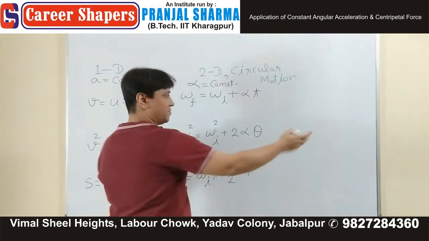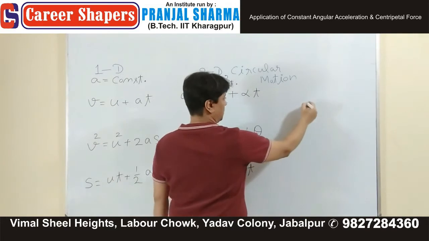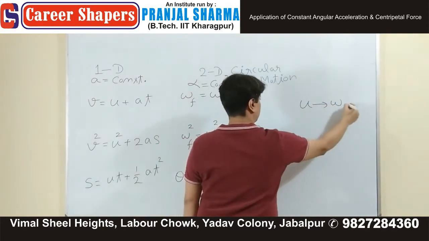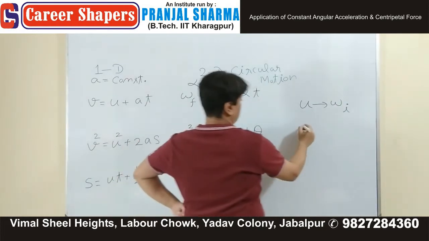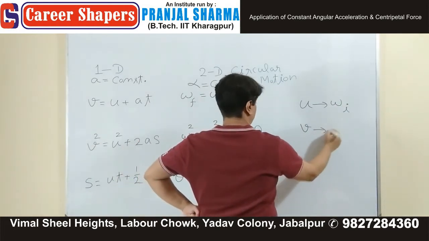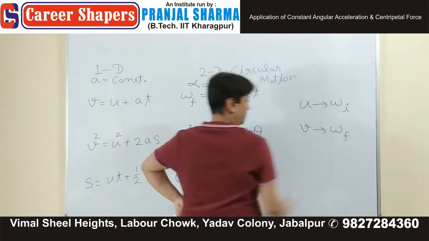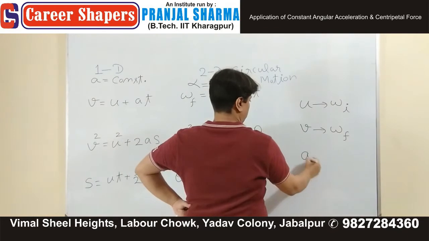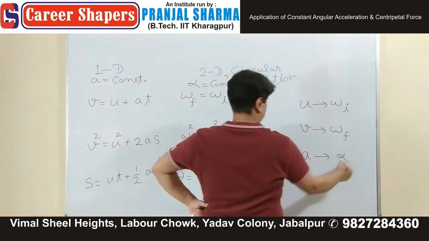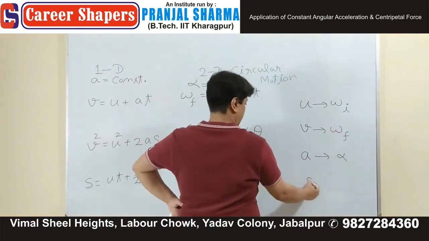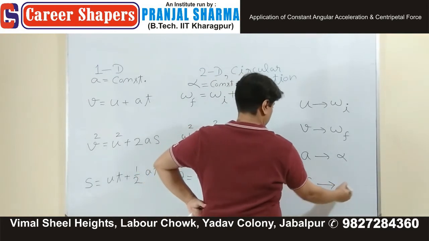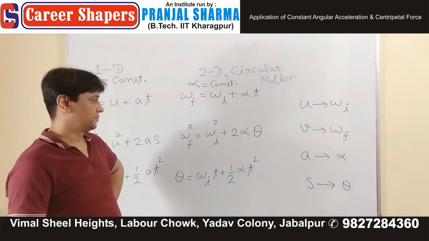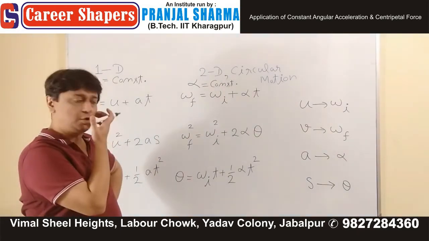You can simply remember this: U becomes omega initial, V becomes omega final, A becomes alpha, S becomes theta. That's the only thing you need to remember.